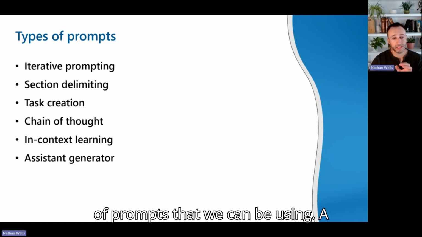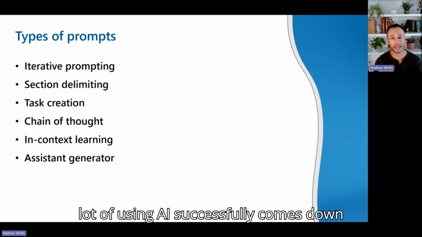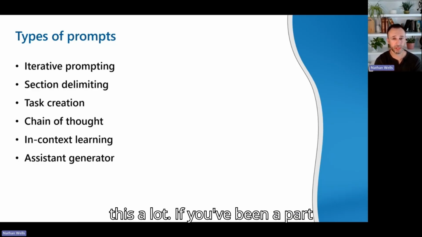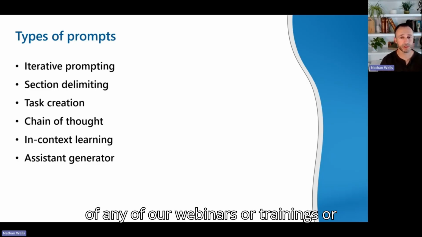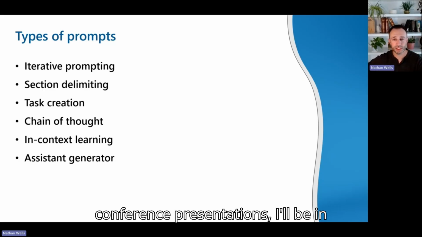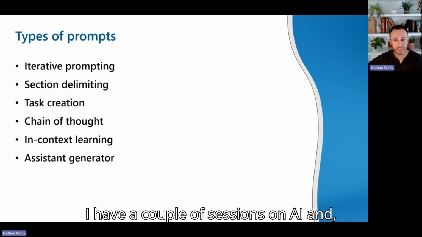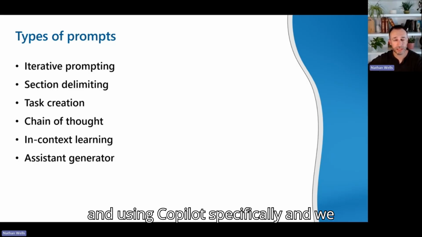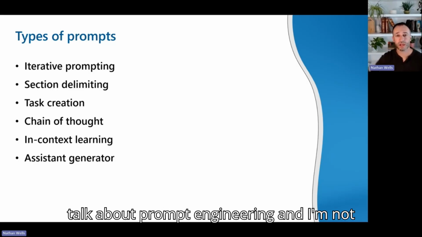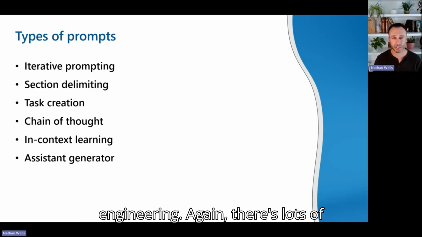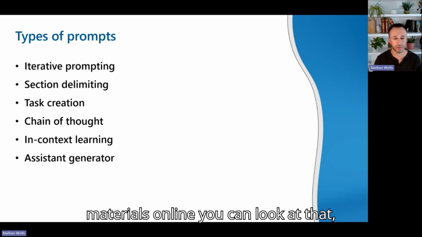So, types of prompts that we can be using. A lot of using AI successfully comes down to prompt engineering. And we talk about this a lot. If you've been a part of any of our webinars or trainings or conference presentations, I'll be in Orlando next week at the FETC conference, and I have a couple of sessions on AI and using Copilot specifically. And we talk about prompt engineering. And I'm not going to get into the methods of prompt engineering. Again, there's lots of materials online. You can look at that.